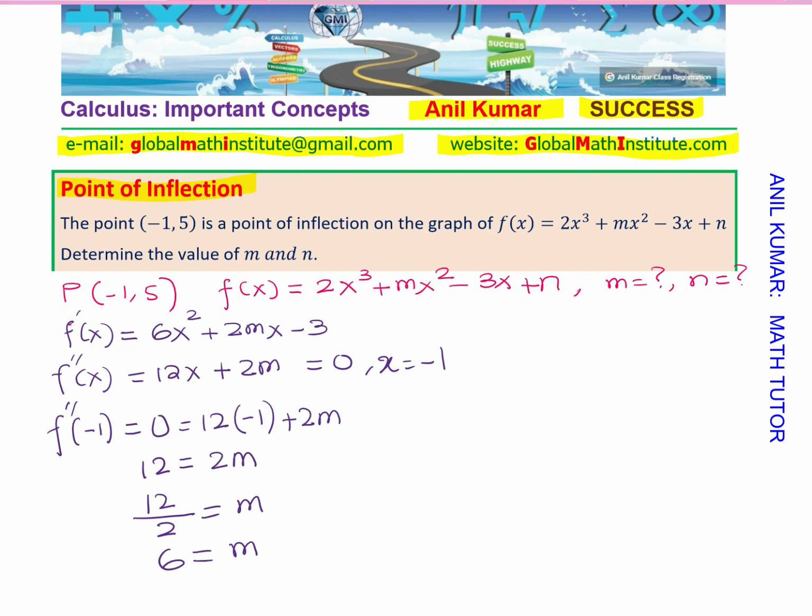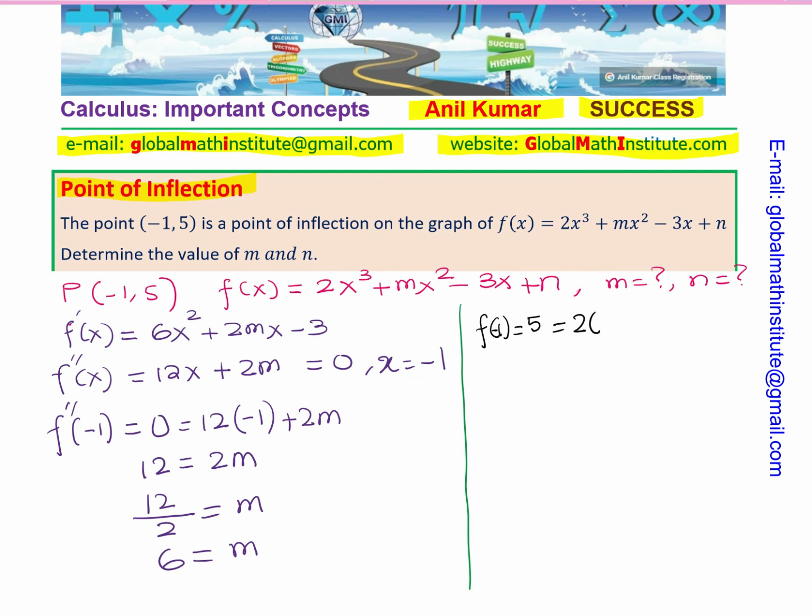And to find the second one, what should you do? Well, clearly, we know the point, which is -1, 5. So I can substitute the value of x as minus 1, right? So what is f of minus 1 equal to? f of minus 1 is 5, correct? So let's substitute minus 1 here, which is 2 times minus 1 cubed plus m, which we know is 6, times minus 1 squared, minus 3 times minus 1 plus n.